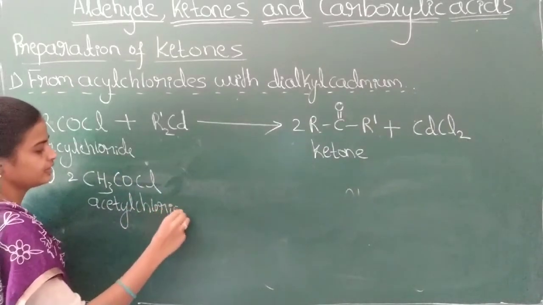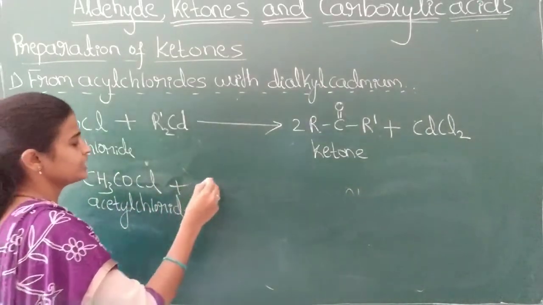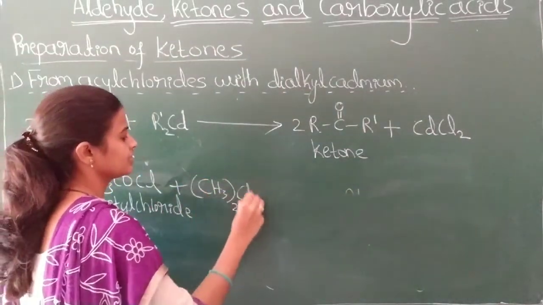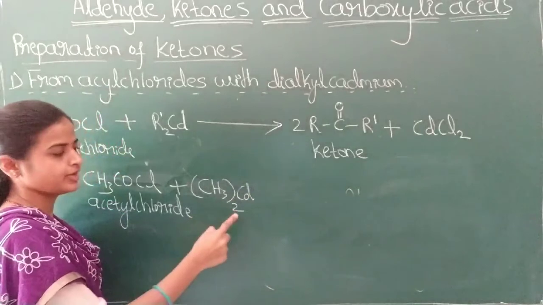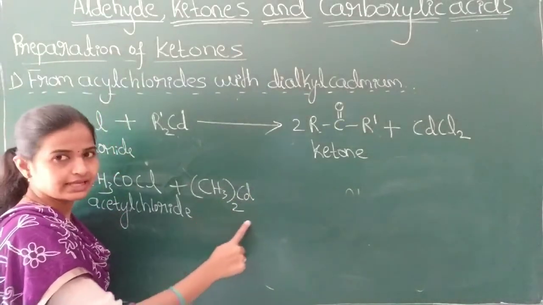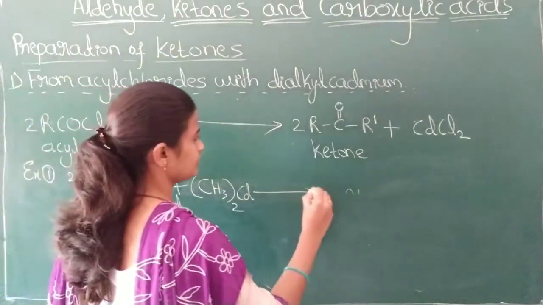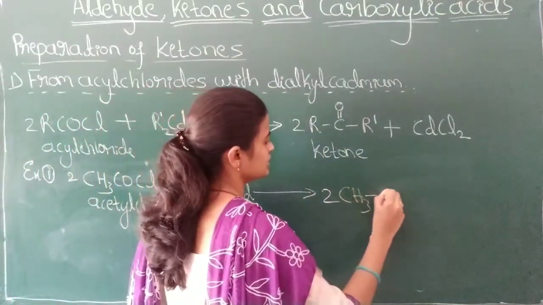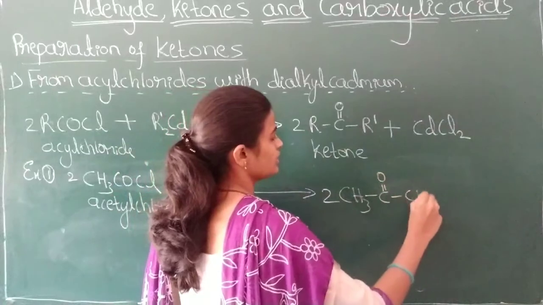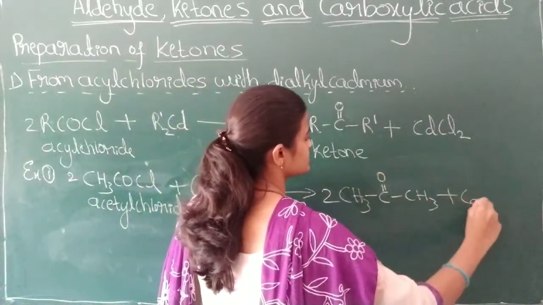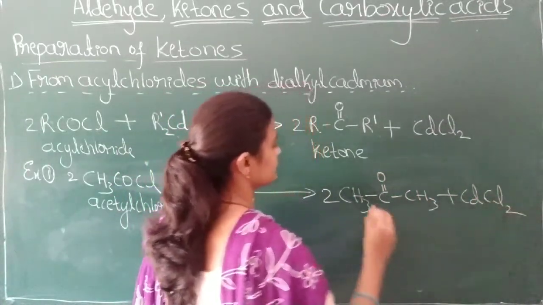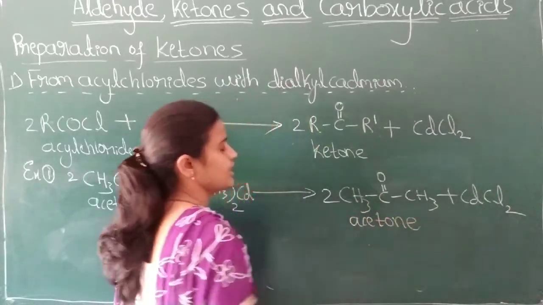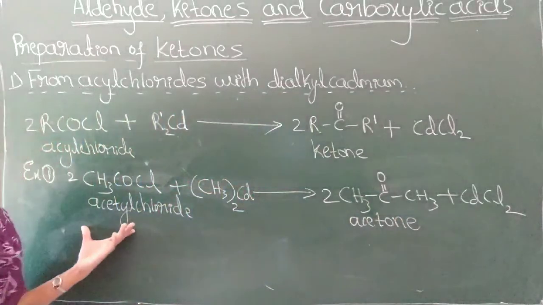Acetyl chloride, when treated with (CH3)2Cd, the name of this one is dialkyl cadmium, that is dimethyl cadmium. What is formed? 2 CH3-C(=O)-CH3. The side product is cadmium chloride. The common name of this one is acetone. Important as well as easy.